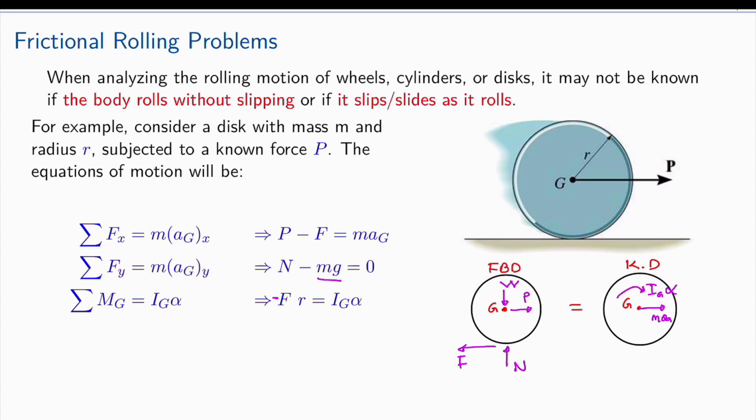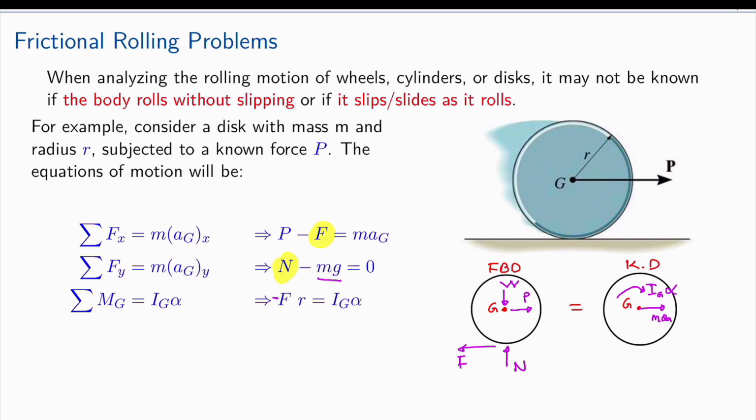So what are the unknowns of this problem? We probably know the force P that we are applying to our wheel. We don't know the friction for sure. The normal force, well, we can get it from this equation, but let's count it as an unknown at the moment.